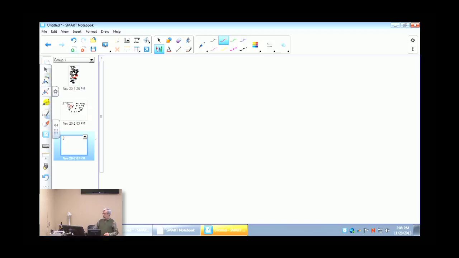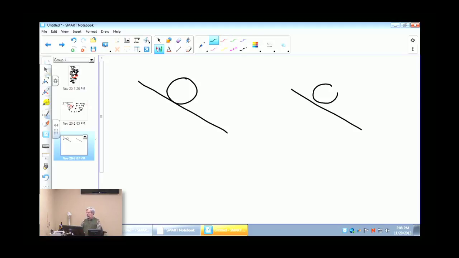Okay. So this involves doing the same problem in two ways. One is with friction and one without friction. So we do the same thing. We put a cylinder on a ramp. In one case, we have friction, so it's a rough surface. In the other case, we have ice. This is ice, so it's nice and blue.